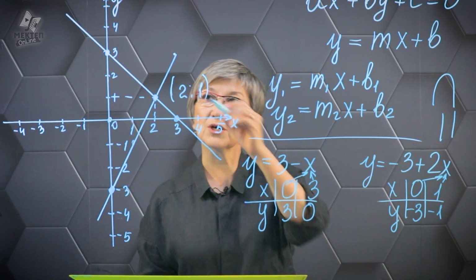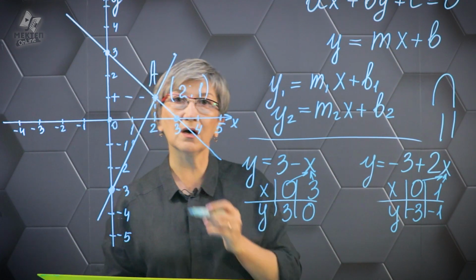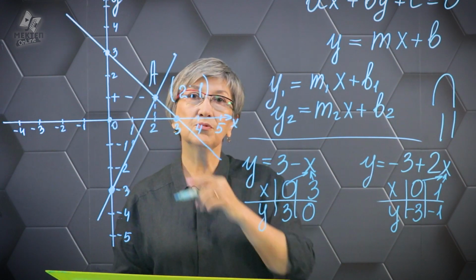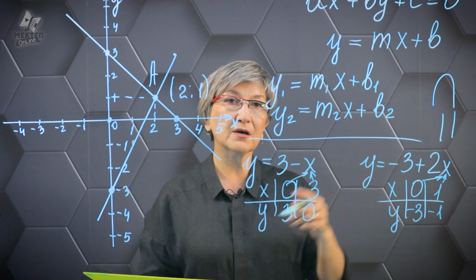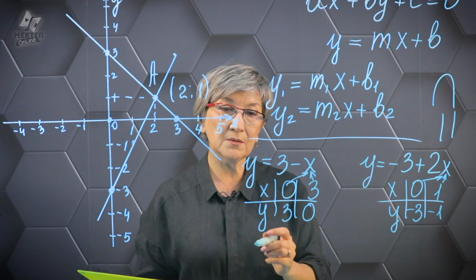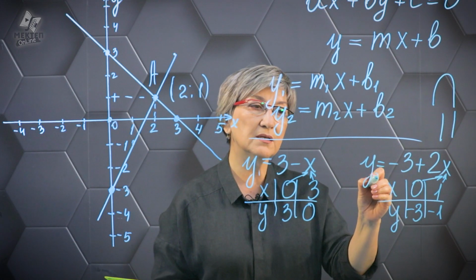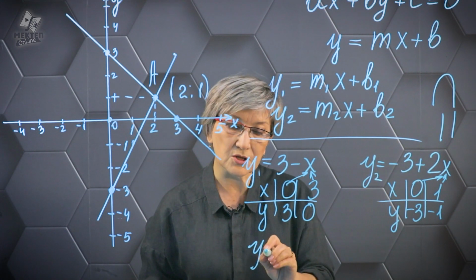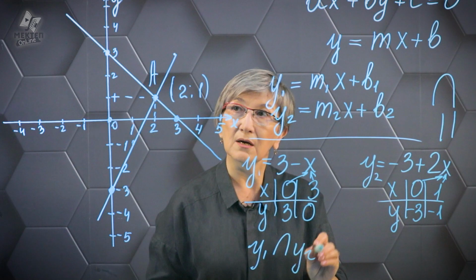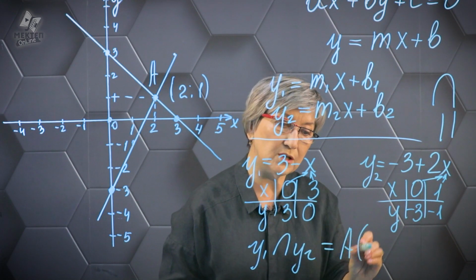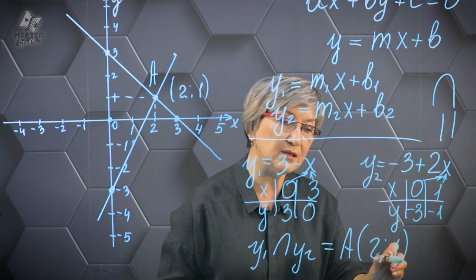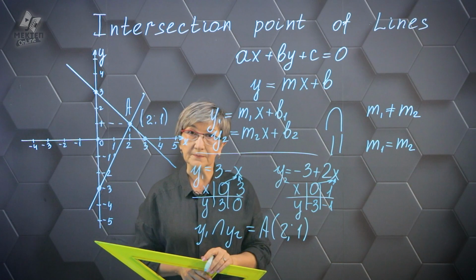So we have a point which we will call A. This point will represent the intersection of our function graphs. We will note that the graph of the first function, y1, and the second function, y2, intersect at some point A, and the coordinates of this point A are 2 and 1.